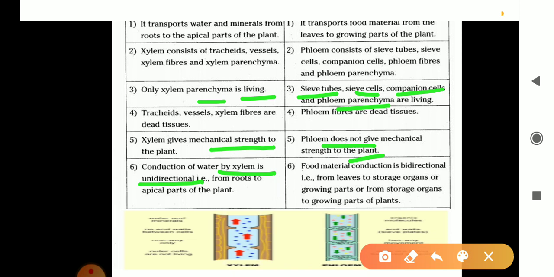It means phloem has bidirectional flow of food. Example, from leaf to storage organ or the growing tips, or from the storage organ to the growing part of the plant. Okay, then it is enough for today. Make the notes of these slides and the next topic I will explain in the next video. Okay, thank you.